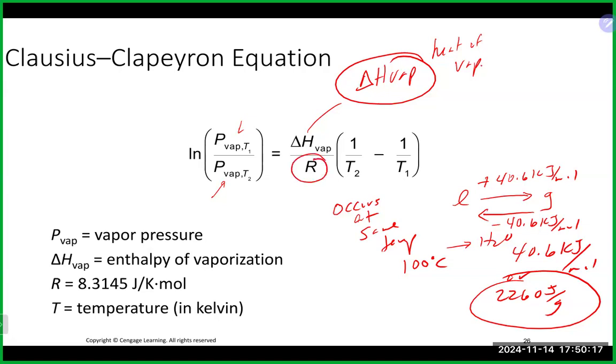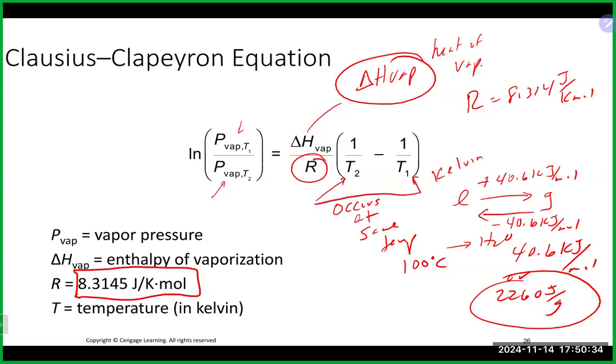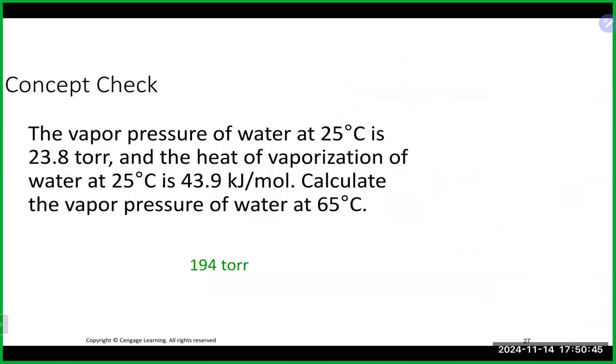R is the gas constant, but it is the energy version of the gas constant. So the R here is 8.314 joules per Kelvin per mole. These are our temperatures. Probably no surprise, they should be in Kelvin, each of these. So we could take our vapor pressure here and calculate what the vapor pressure would be at different temperatures. So let's take a look at it here.